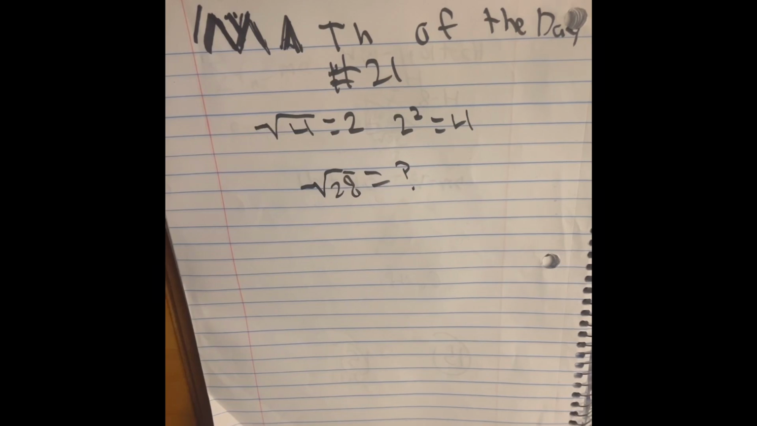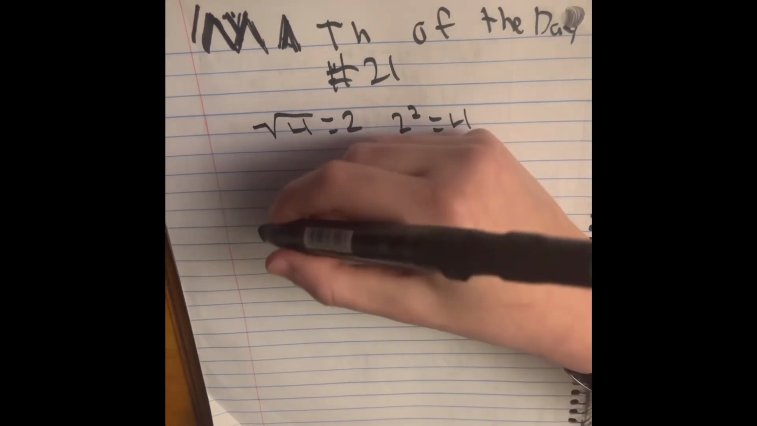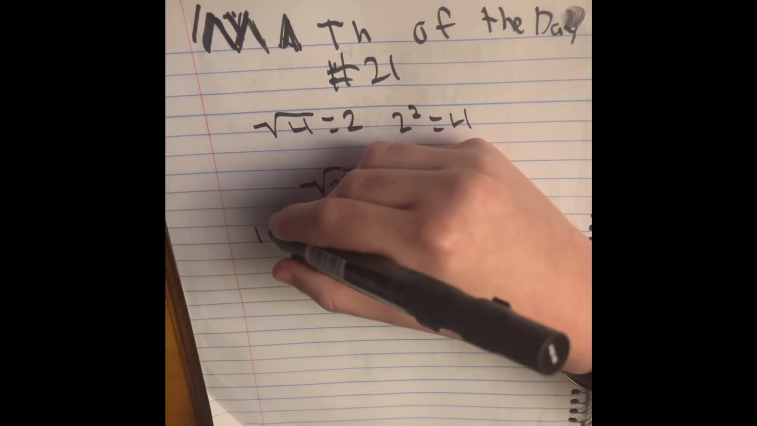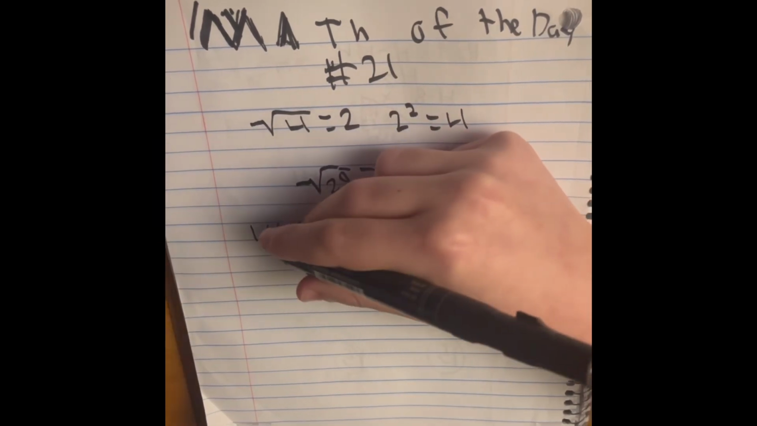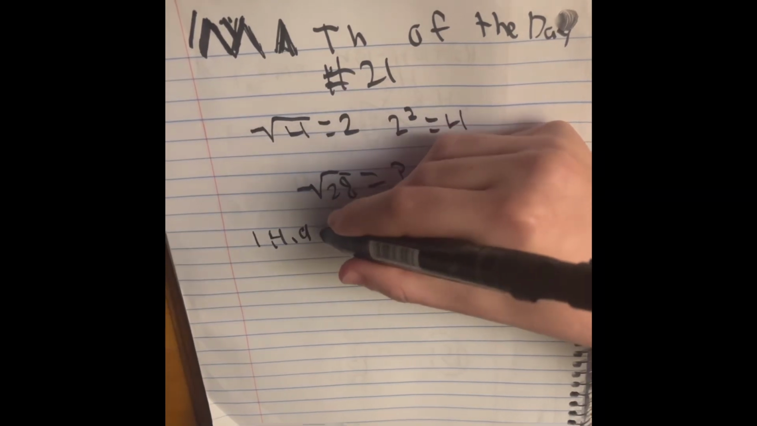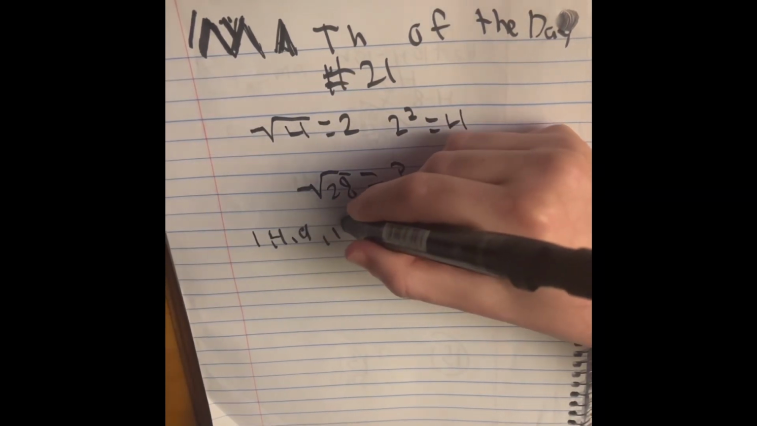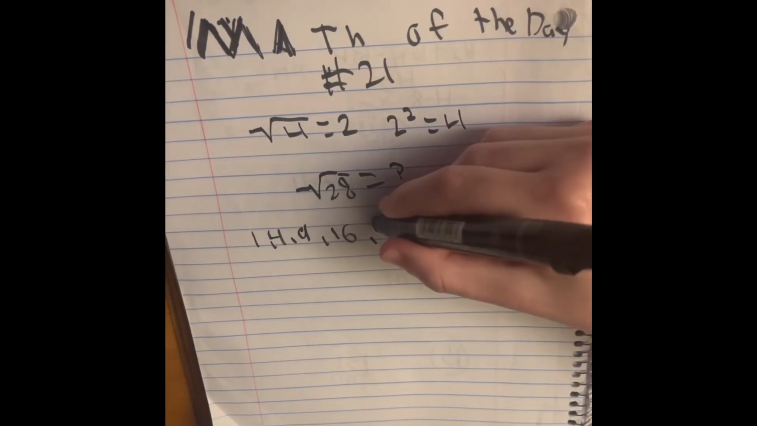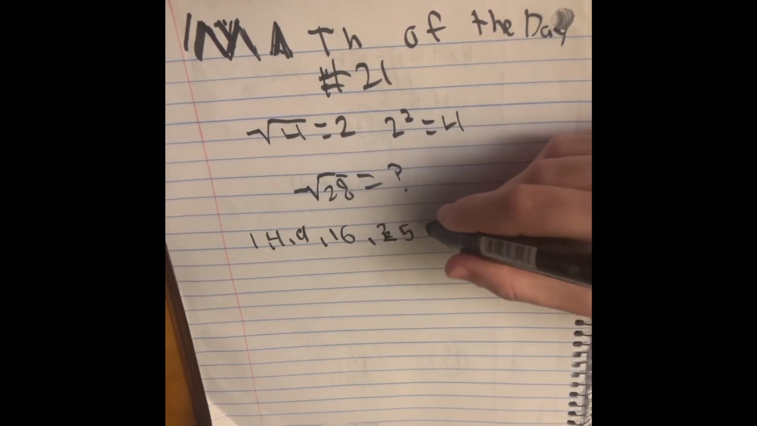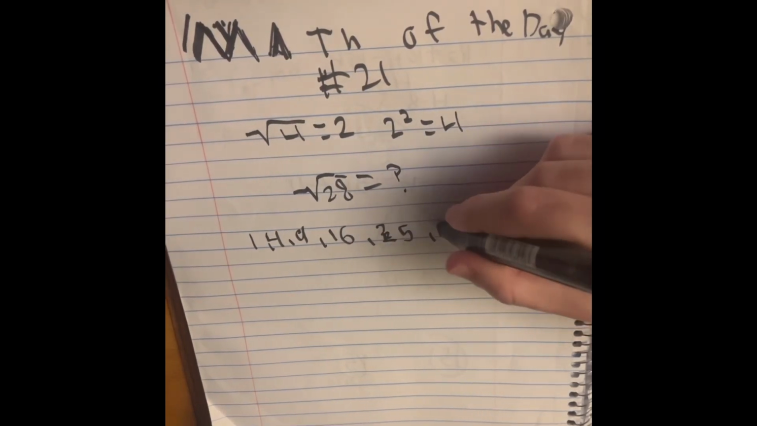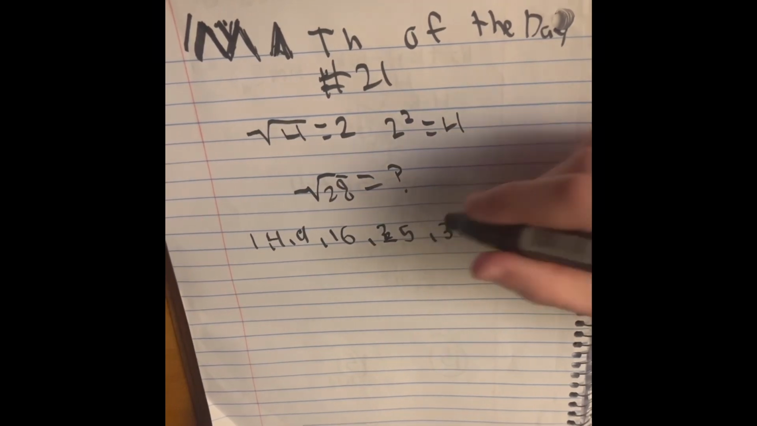First, let's look at all of our squares of whole numbers that are close to 28. So we go 1 squared is 1, 2 squared is 4, 3 squared is 9, 4 squared is 16, 5 squared is 25, and 6 squared is 36.